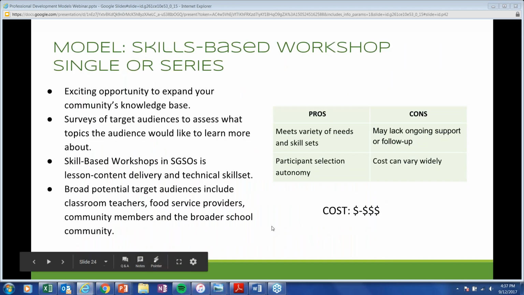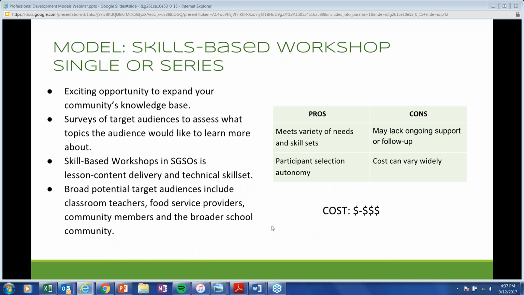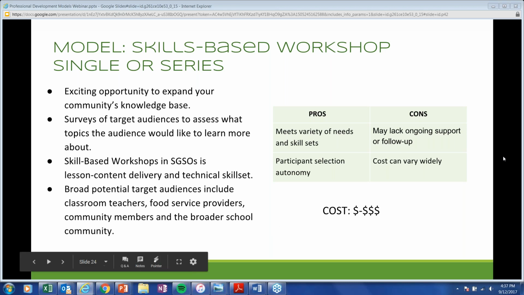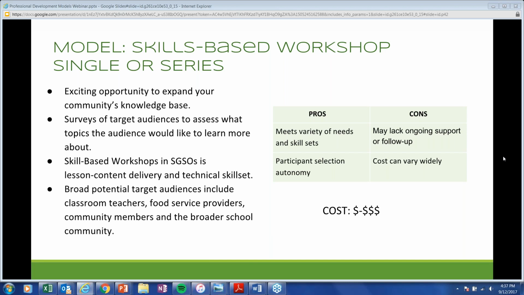So one that we are very familiar with, that happens everywhere and many of you use, are skill-based workshops. These are what they say, a specific skill set meets a variety of needs. You have participant selection. So if you really want to learn about a specific planting style, or if you want to learn about science in the garden, you will likely be able to find a workshop or a series of workshops that provide that information. They're really wonderful at building content knowledge. However, sometimes they lack the ongoing support or follow-up, and the cost can vary widely.